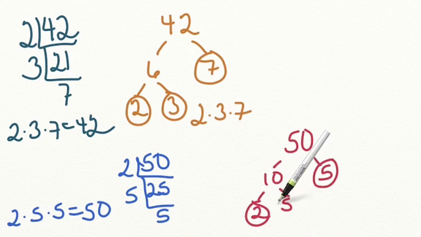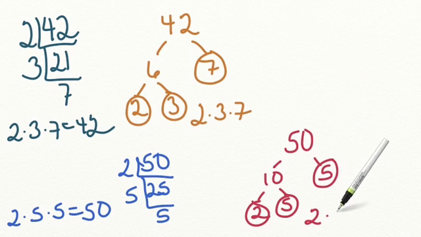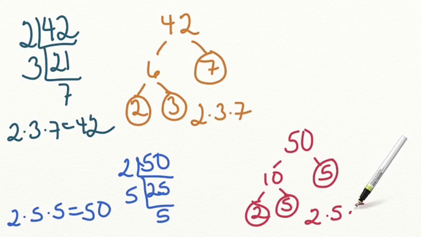And once again, 2 and 5 are prime numbers, so we have now found all of the prime factors for the number 50. So we can multiply 2 times 5 times 5 to equal 50. All right, you have now seen two different strategies that you can use to find the prime factors of a number.